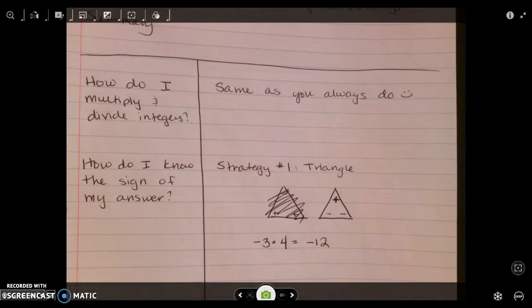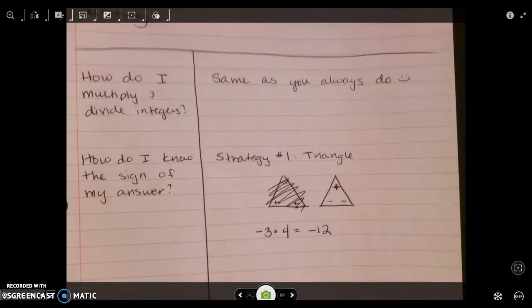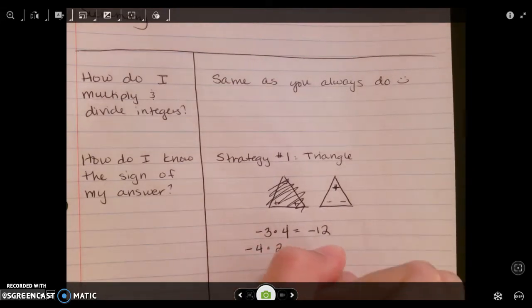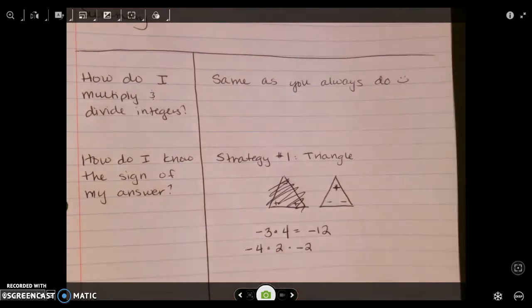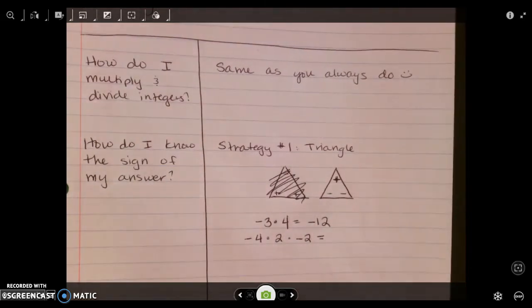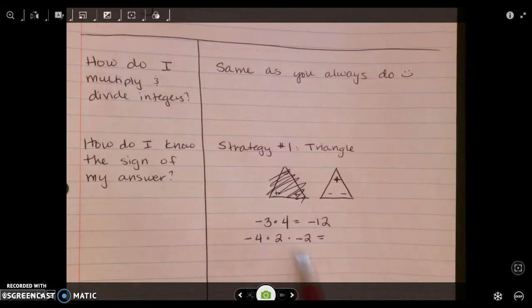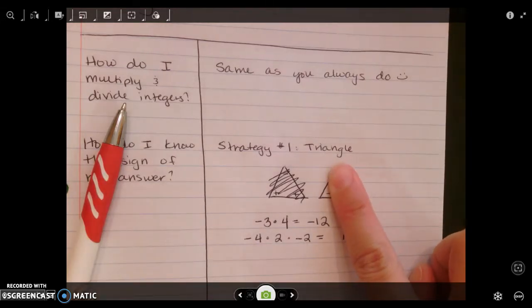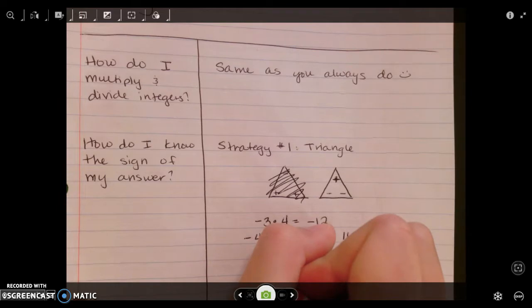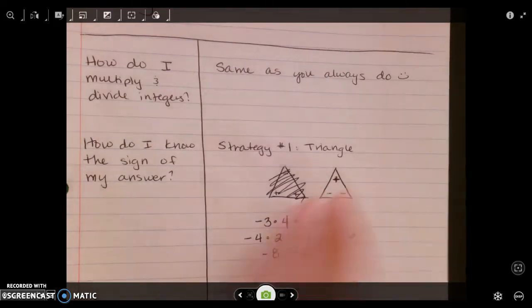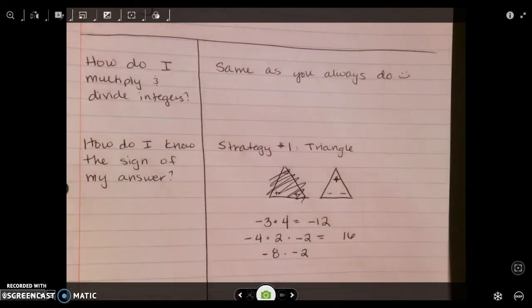The key piece with this one, though, is that you have to take it step by step. So if you had negative 4 times 2 times negative 2, you have to be really careful that you go piece by piece. You know that 4 times 2 is 8. 8 times 2 gets you 16. However, you have a negative times a positive, which gets you a negative. So then you have negative 8 times negative 2. So a negative and a negative, which gets your answer as a positive. So it'd just be positive 16.